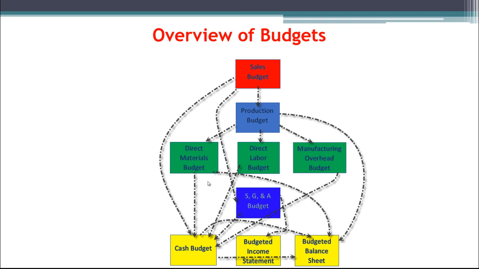Notice also that we can prepare what are known as pro forma income statements. These are budgeted income statements. This is basically what the income statement and the balance sheet will look like if all of our budgets go according to plan.